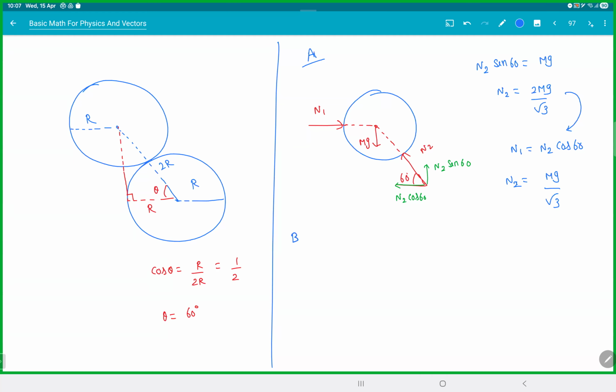Then we can draw the diagram for B. Now, how will the picture for B look like? So on B, someone is pushing with N2.